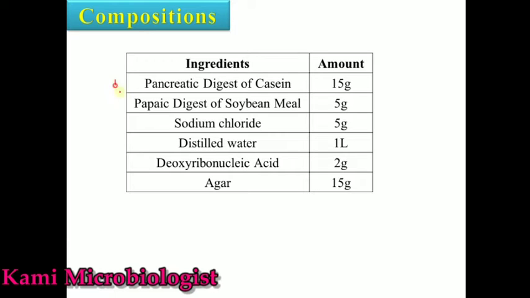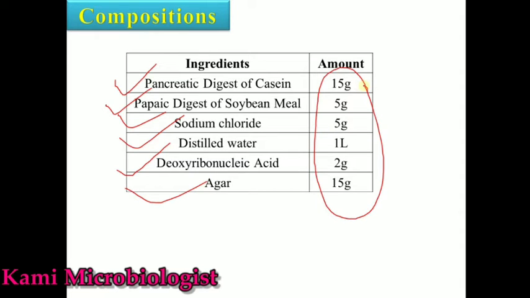Now let's talk about the composition of the media used for the DNase test. It is composed of pancreatic digest of casein, peptic digest of soybean meal, sodium chloride, distilled water, deoxyribonucleic acid, and then we have agar. So these are the amounts of these ingredients, as you can see.